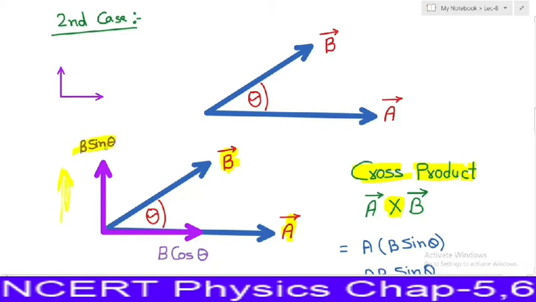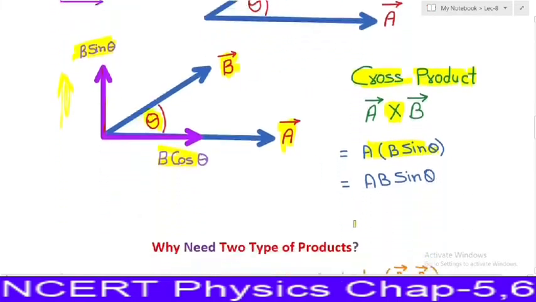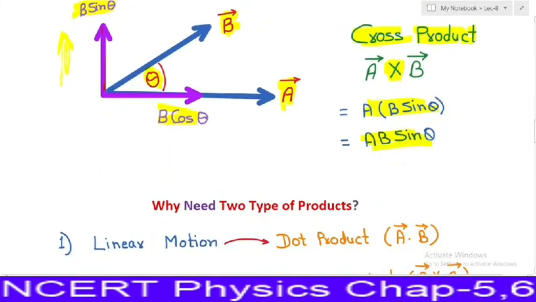Because this angle is theta, the component of B in the direction of A would be B cos theta, and in the direction perpendicular to A would be B sine theta. So now for the cross product, we will multiply the magnitude of vector A, that is A, into this component which is perpendicular to A, that is B sine theta. So overall, A cross B would be equal to A into B sine theta, that is AB sine theta.